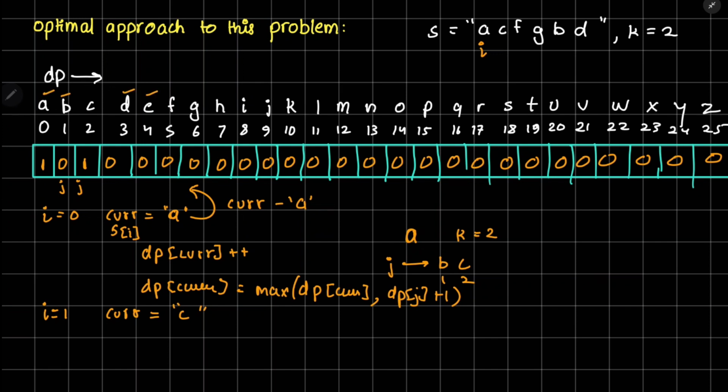Also remember, while moving j from current minus K to current plus K, we have to remember 2 things. First, j should be within the bounds of the array. Second, ignore the current, because if we take the current then we will increase 1 in the current.